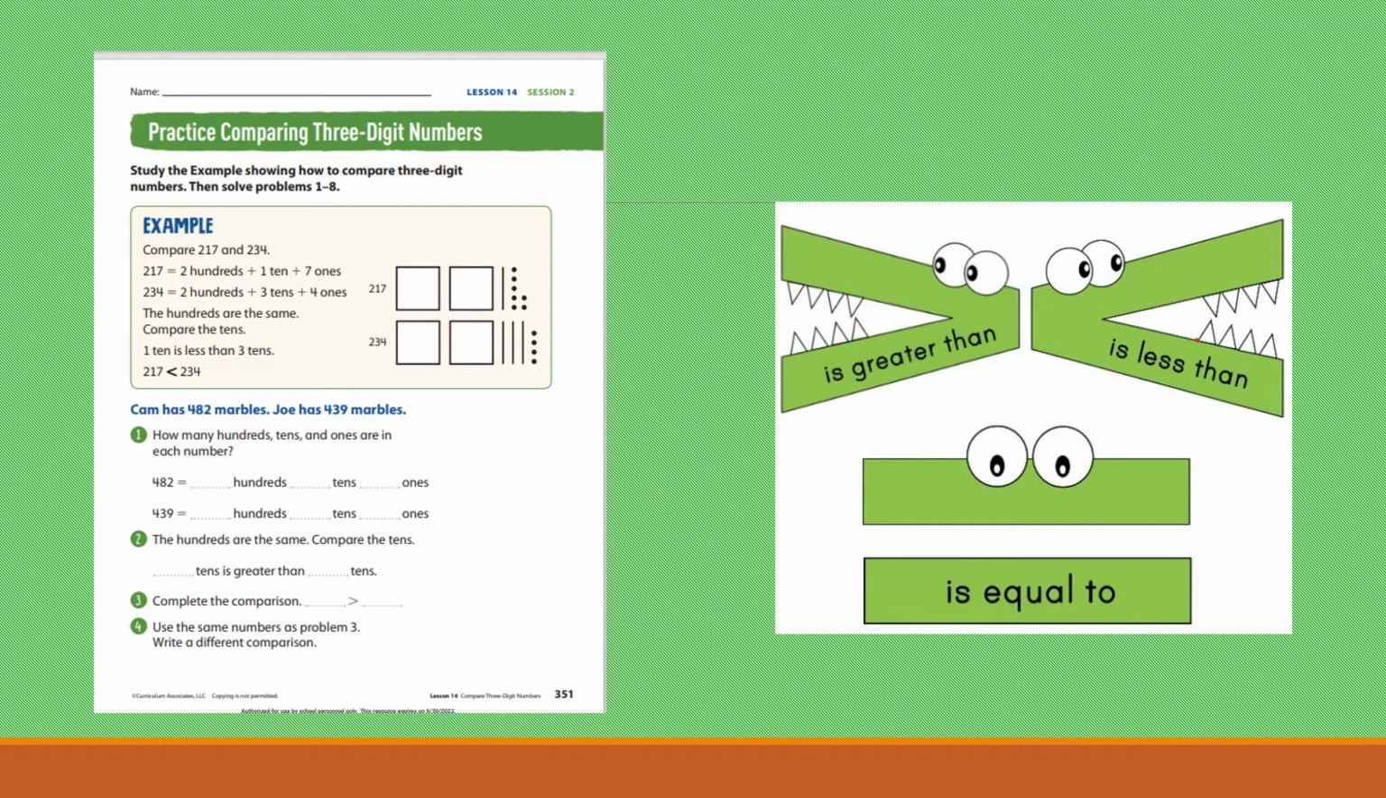All right, let's do some practicing. Again, over here, I put up our alligators, so it'll remind you what you need to do. It says compare 217 and 234. 217 equals 2 hundreds plus 1 ten and 7 ones. 234 equals 2 hundreds, 3 tens, and 4 ones. I can also draw it out. It says the hundreds are the same. Compare the tens. 1 ten is less than 3 tens. So 217 is less than 234.